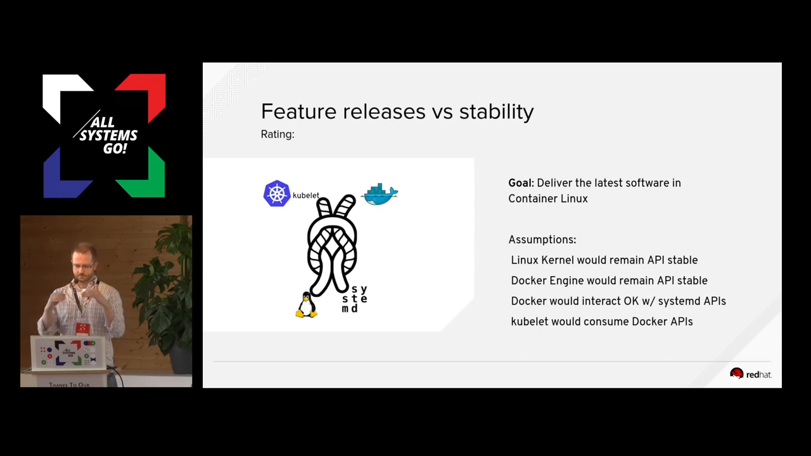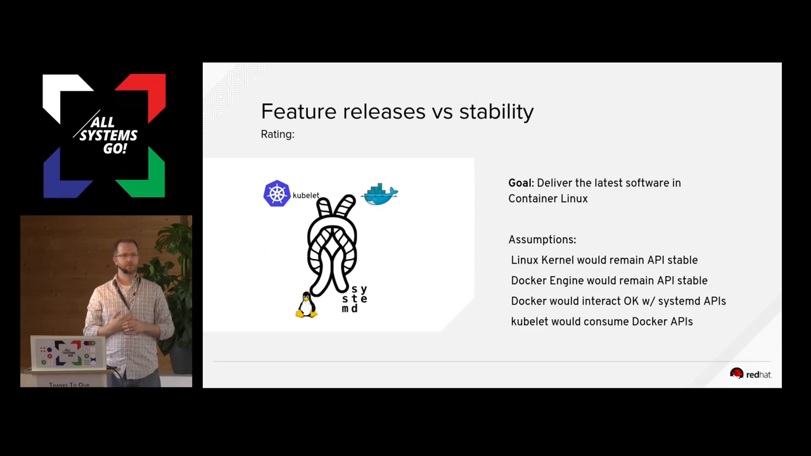There were some assumptions that it would become a pretty clear-cut architecture with clear layers of separation. The kernel, systemd as our service manager and system manager right above that, and that these things always work nicely together. Then Docker works nicely with systemd, and then of course the kubelet will control Docker effectively.